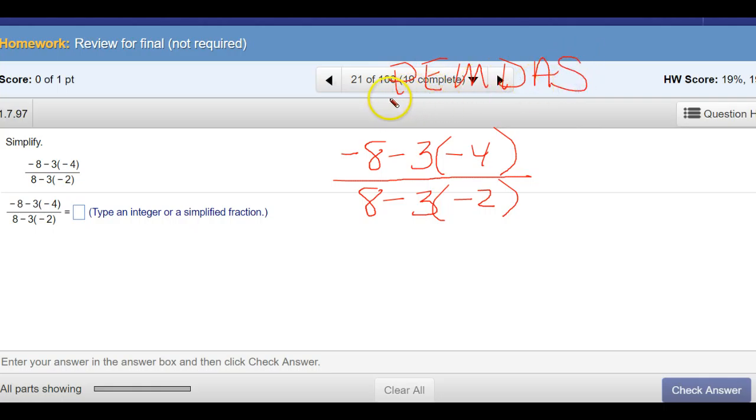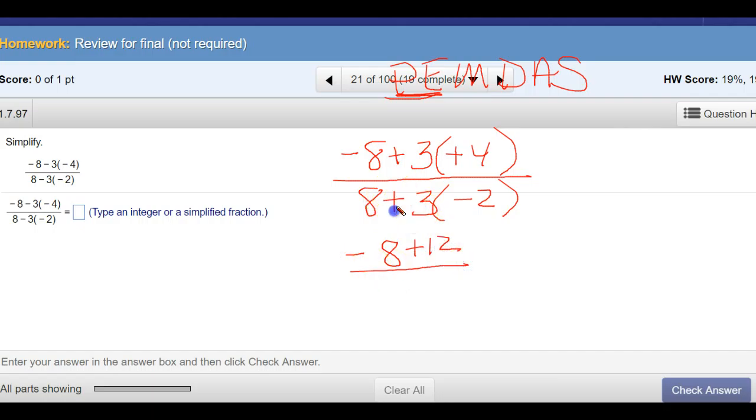Well, please excuse my dear Aunt Sally. We want to do what is in parentheses, exponents first. So we have to clear parentheses, and we're going to do the multiplication. So a negative here times a negative will make this a positive. So this will become a negative 8 plus 12 on top. So that's your next step.